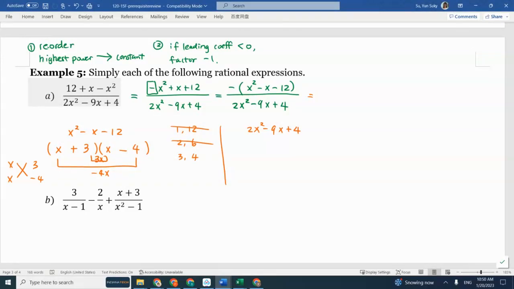Okay, we continue on Monday. So please review factoring. Yeah, we will continue.